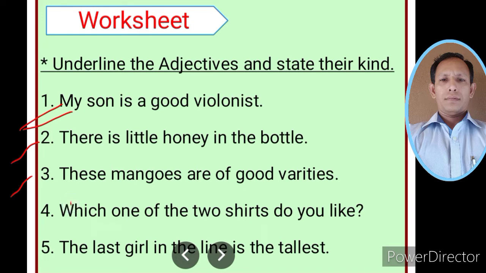These mangoes are of good varieties. And the fourth sentence is, which one of the two shirts do you like? And the fifth sentence is, the last girl in the line is the tallest.